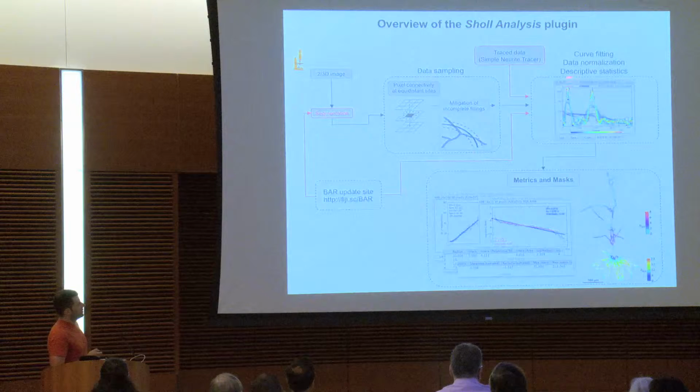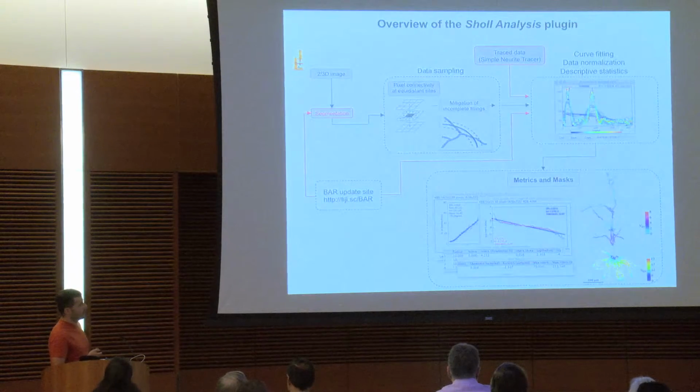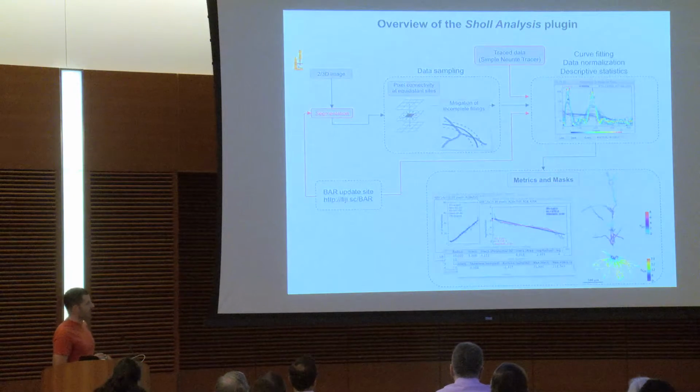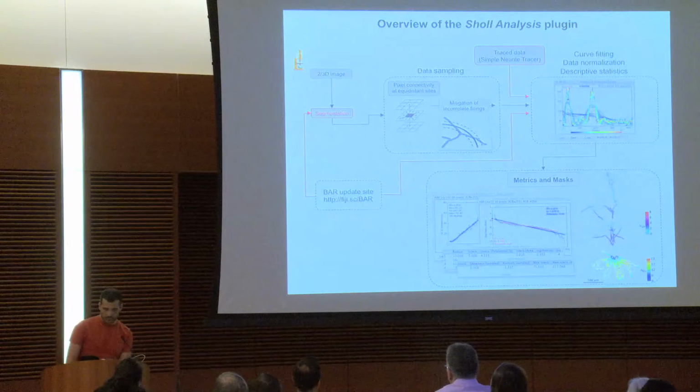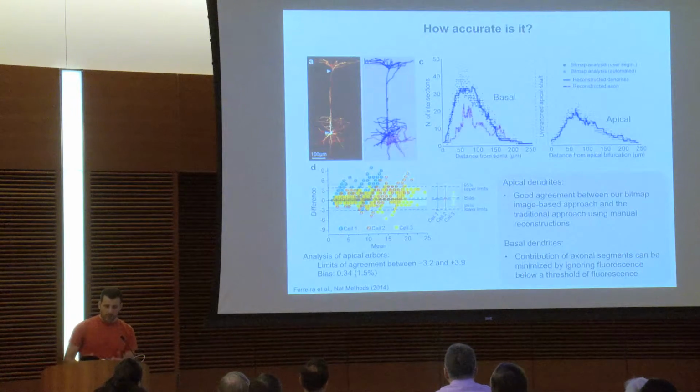And then it has a module that performs all the computations: curve fitting, data normalization, descriptive statistics. It also allows, again, as I said, to incorporate data from Simple Neurite Tracer, the framework in Fiji to reconstruct cells. And then it extracts metrics and masks that allow you to make statistical comparisons between neurons. So how accurate is it?